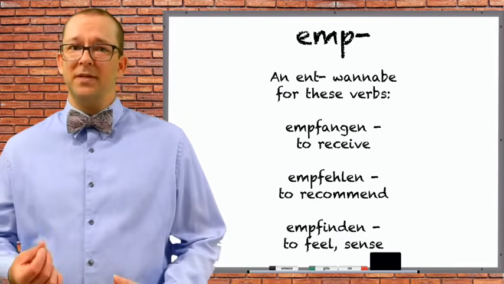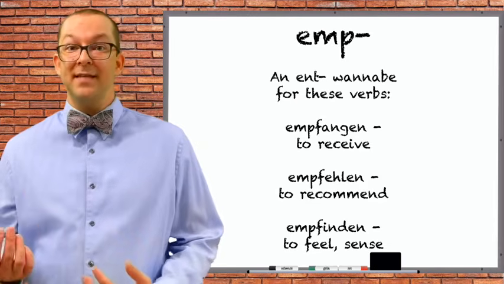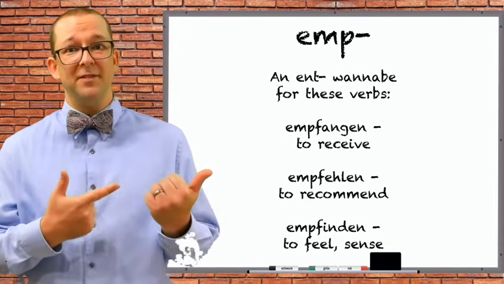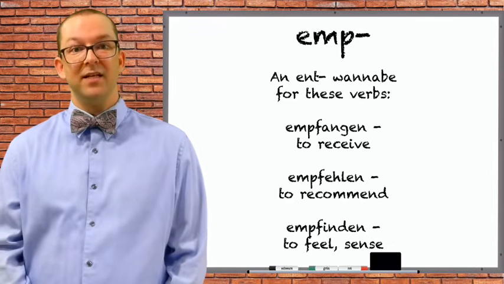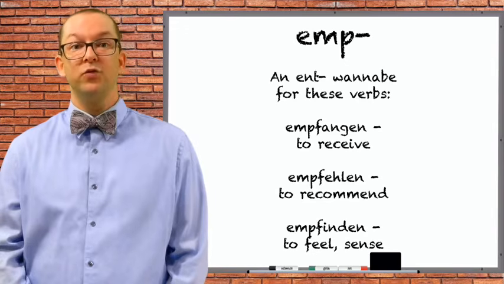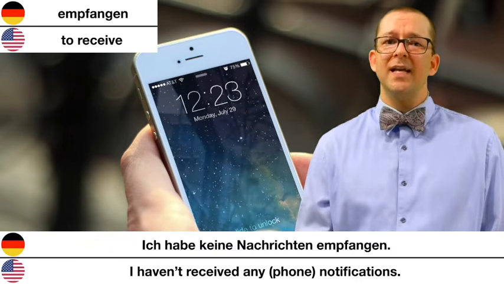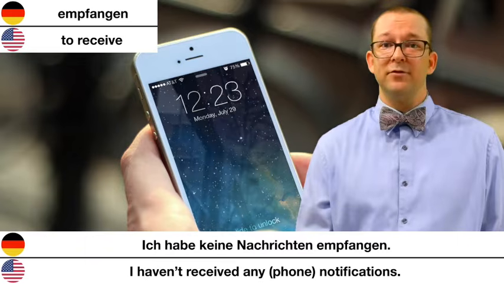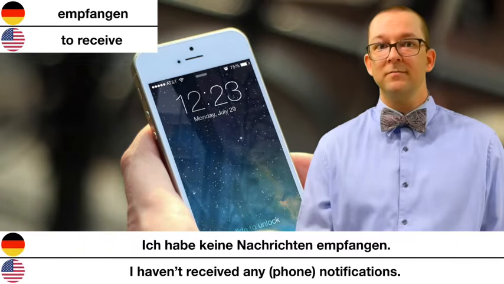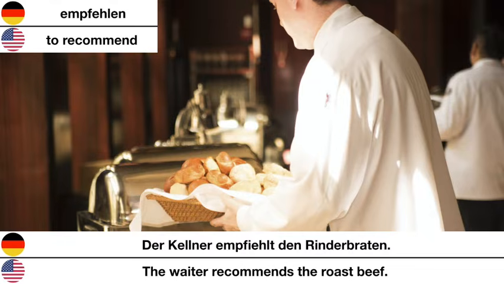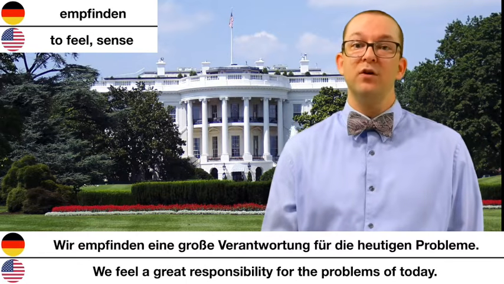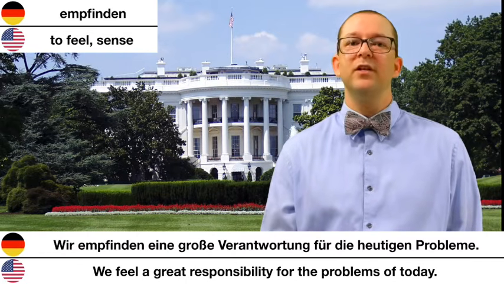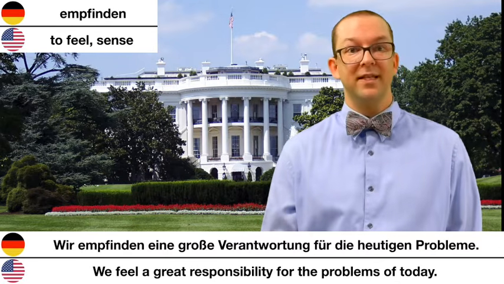Next up is emp. This is basically just a variant of ent, but it's only used with these three verbs and verbs that are derived from them. Empfangen, to receive. Empfehlen, to recommend. Empfinden, to feel or sense. Ich habe keine Nachrichten empfangen. I haven't received any phone notifications. Der Kellner empfiehlt den Rinderbraten. The waiter recommends the roast beef. Wir empfinden eine große Verantwortung für die heutigen Probleme. We feel a great responsibility for the problems of today.